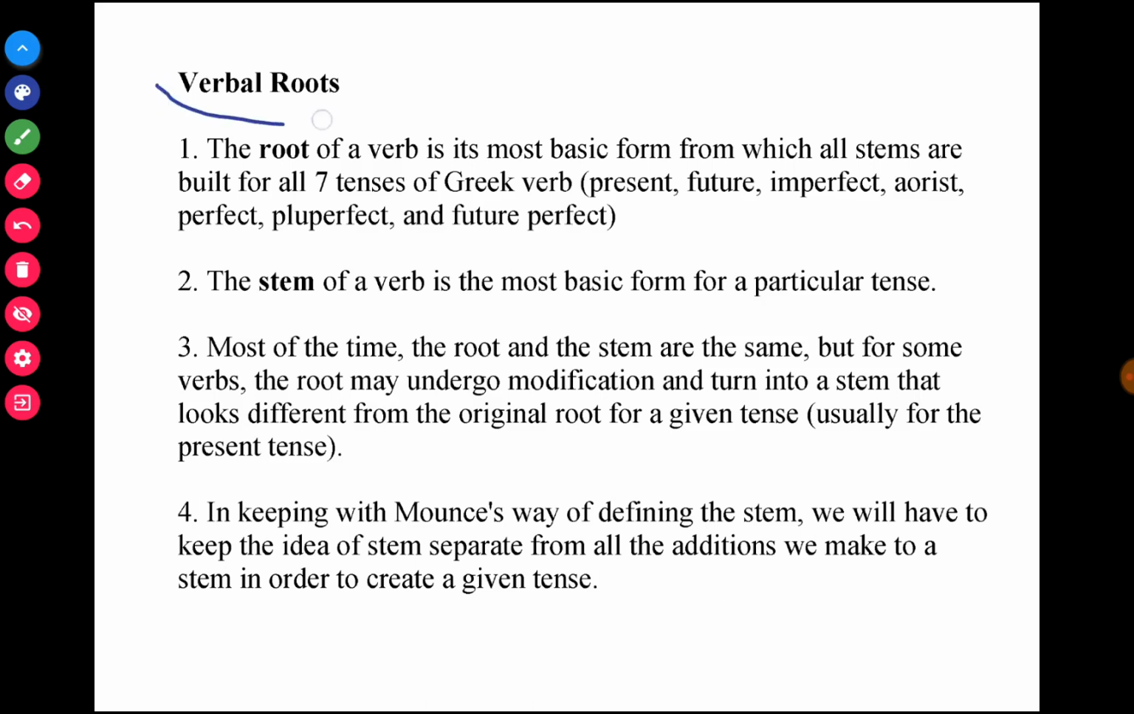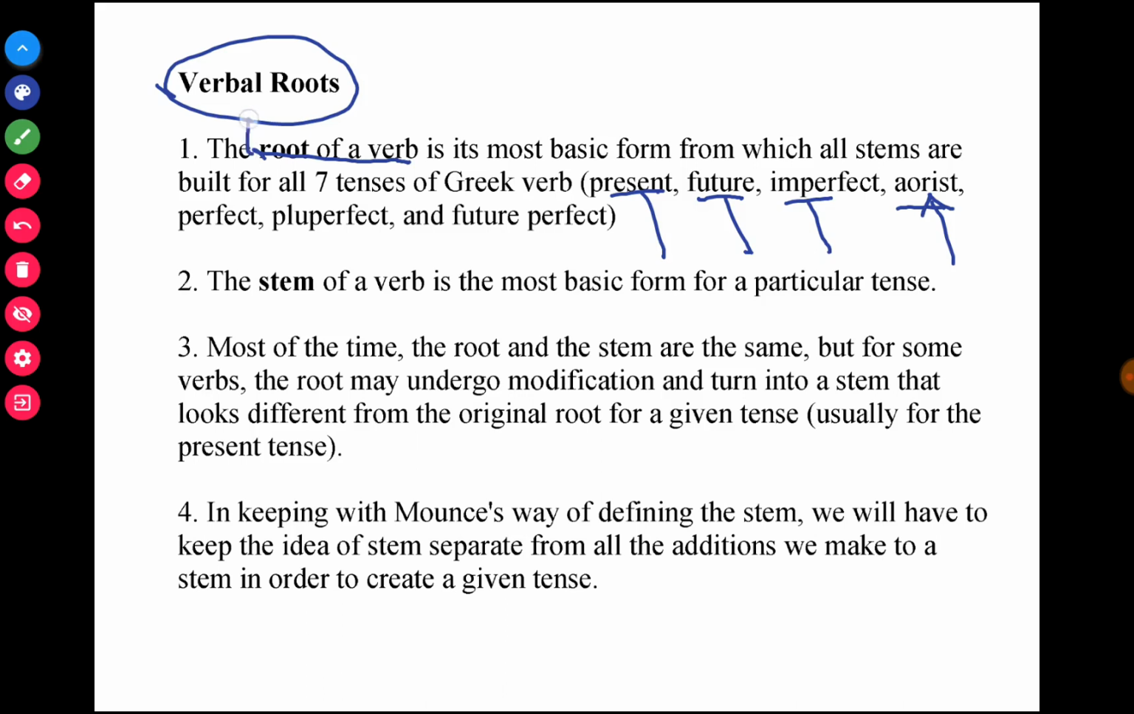In Chapter 20, Mounts introduces the concept of verbal roots. When we talk about how a verb is formed, the root of a verb is considered to be its most basic form, from which all stems are made in each of the tenses, whether it's the present tense, the future, the imperfect, the aorist, and so on. Right now, we've learned the present tense, the future tense, and the imperfect, and in this module, we'll be introducing one type of aorist form called the second aorist.